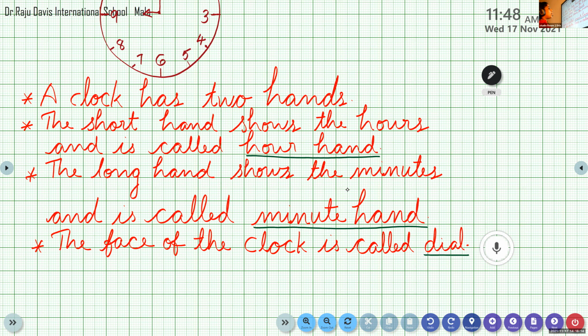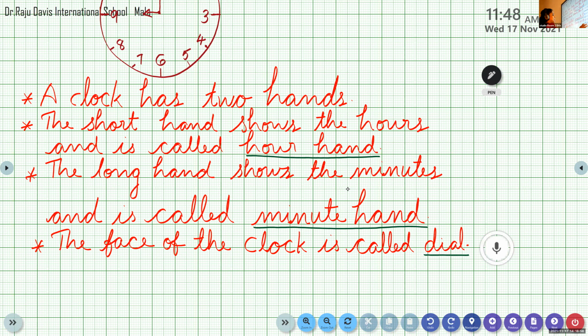So today you have an activity. What do you have to do? You have to make a clock. You can use chart paper or paper plates, or an A4 sheet. Using that, you have to make a clock. Paper plates are there at home, no? You can use that, and you can use a straw.